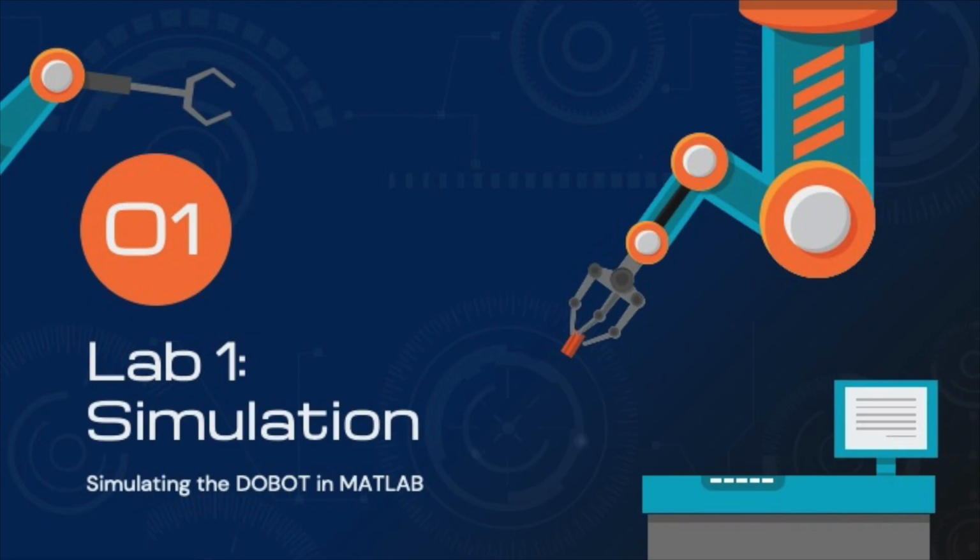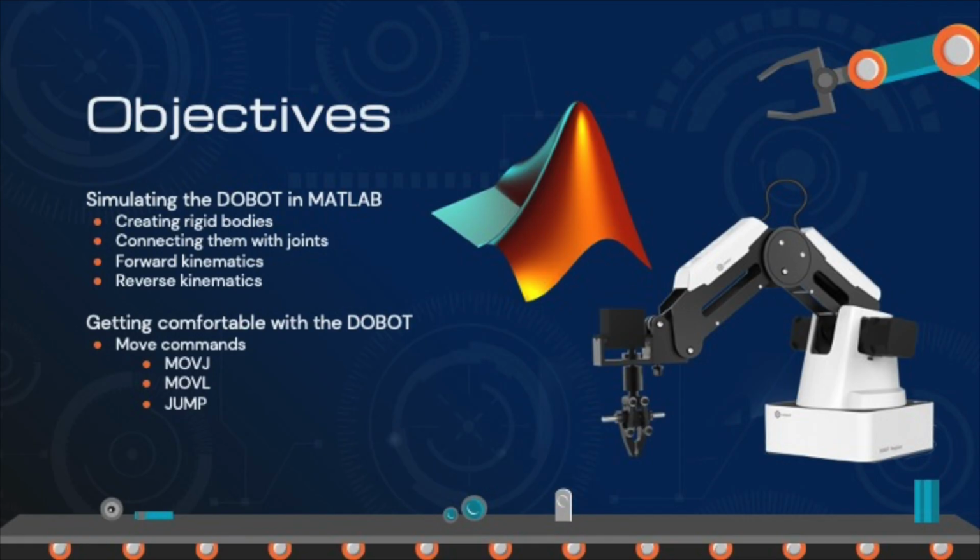During Lab 1, we were tasked with simulating the Dobot in MATLAB. We were able to successfully do this by creating rigid bodies within MATLAB that acted as robot segments and connecting them together with joints. This allowed the robot to move much like it would in real life.